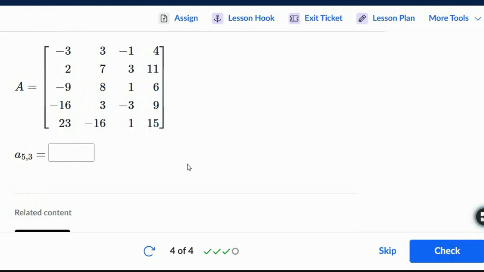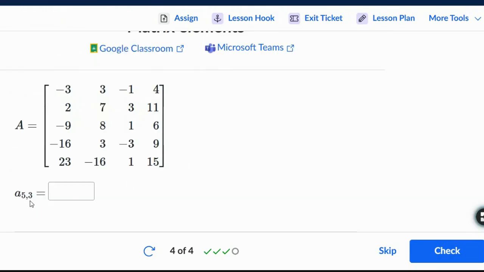Okay, last question. 5, 3. So this is a 5x4 matrix, and we want the fifth row, third column element. Well, that looks a lot like the last one. Yeah, 1, 2, 3, 4, 5. The third element is a 1.